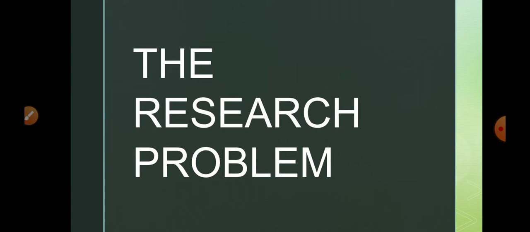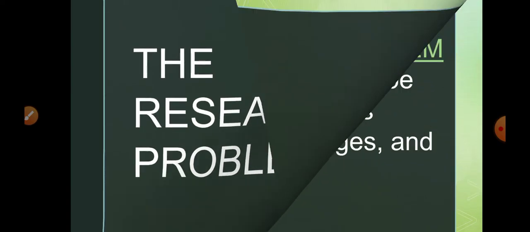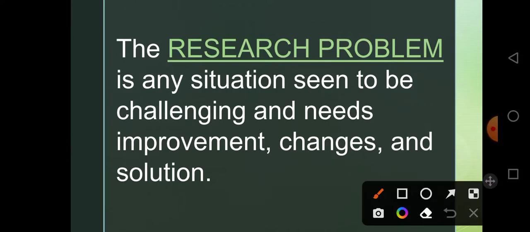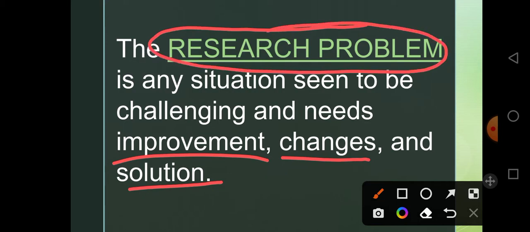Therefore, we can define a research problem as any situation that is perceived to be challenging and needs improvement, changes, and solution. Okay, so with this definition, class, we can say that if we have a research problem, it means that there is a need for us to conduct research. But how do we identify a research problem for SIPs? So let us have the following guidelines and examples.